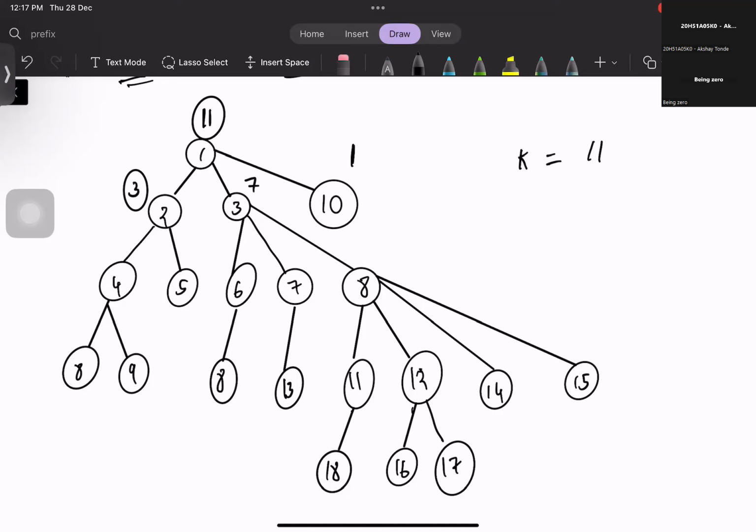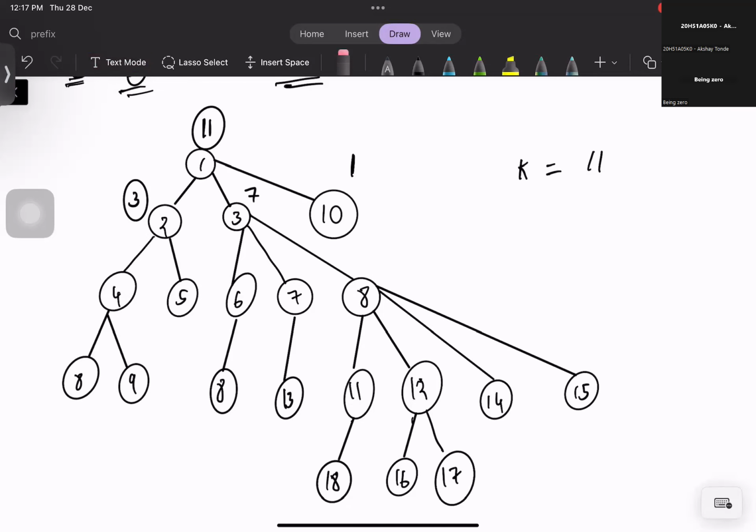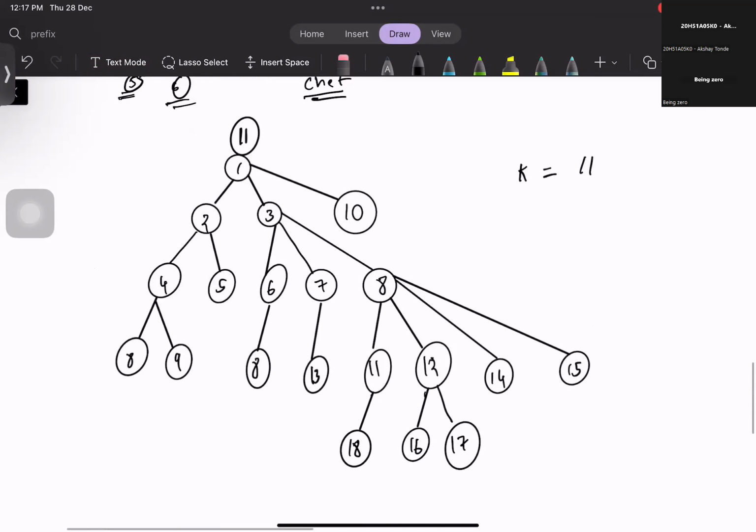Exactly. So that they can end up at distinct leaf nodes. This way, because of how they're traveling, we can guarantee the count of people at every node will always be unique. Right. So that is why, now this is how they are traveling.